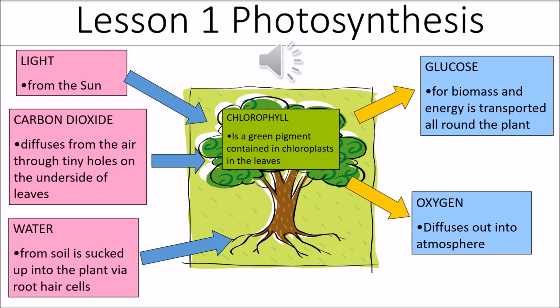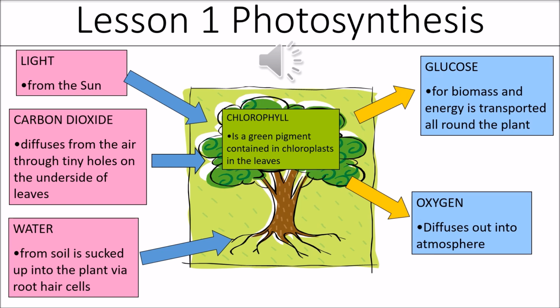They will suck up the water from the soil and that will be taken up in the root hair cells, which we'll look at later, and that is sucked all the way up the plant, up the stem and into every single leaf. When it's in the leaf, there is a green pigment, a green dye called chlorophyll. This is found in the chloroplast, and this will use the sunlight to turn the carbon dioxide and the water into glucose and oxygen.